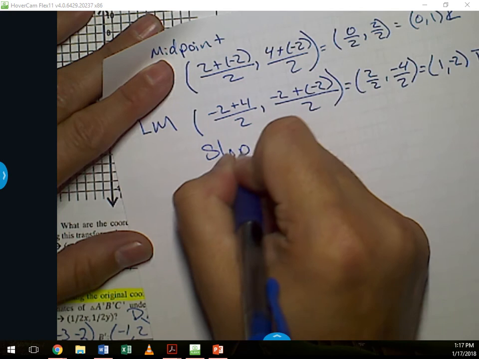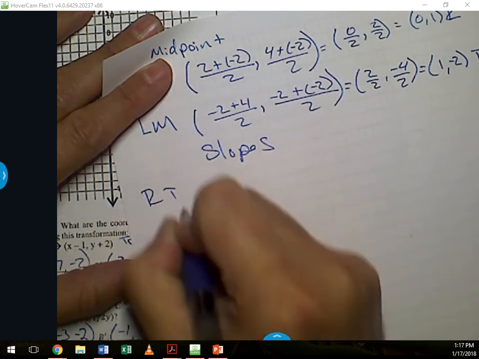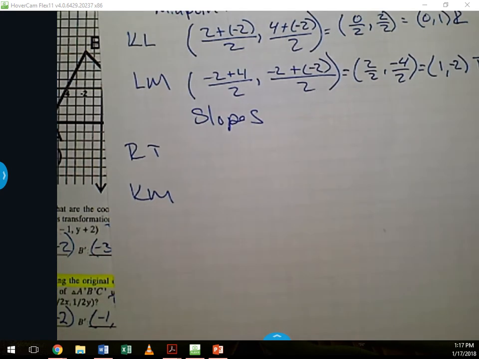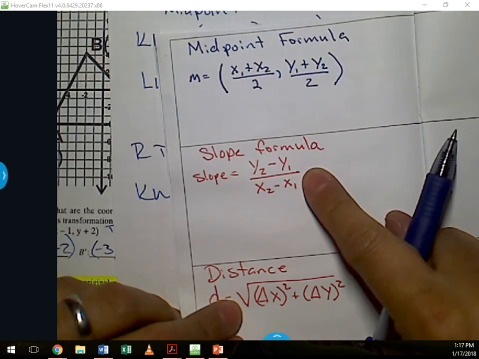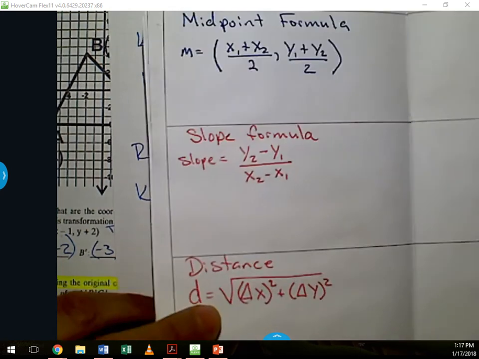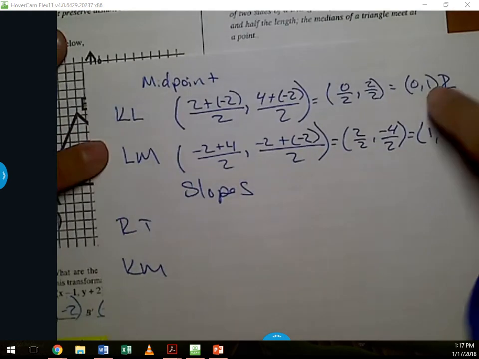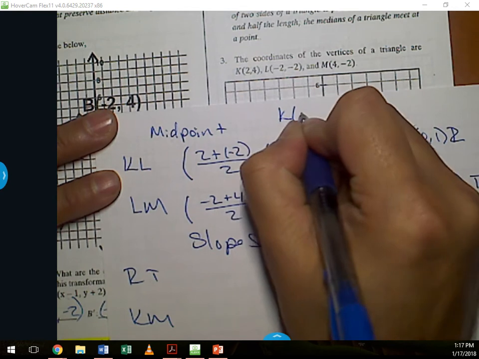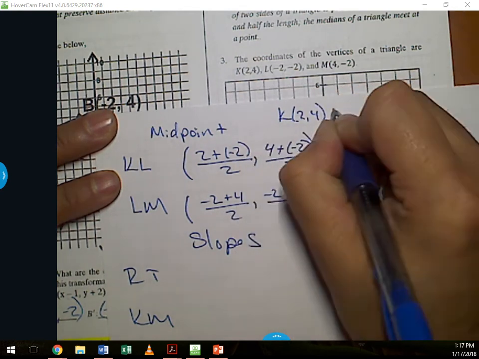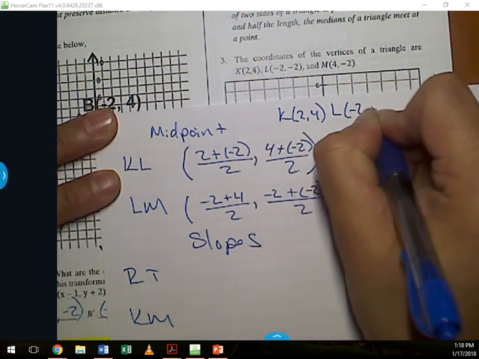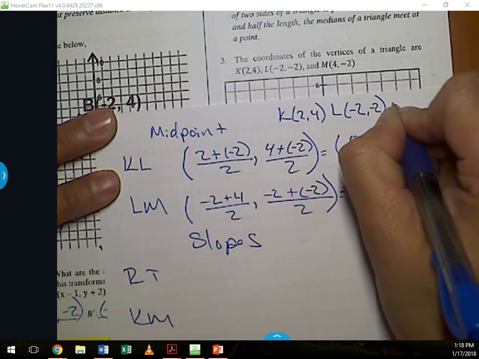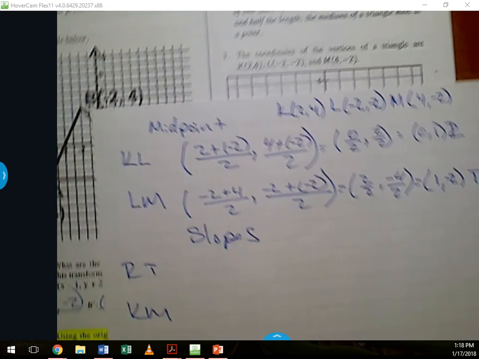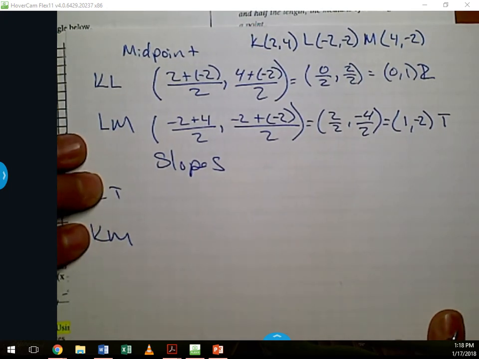Slopes of RT and KM. So I have my formula right here. So I have my points right here. And you know what? To make this a little bit easier, K is 2, 4. L is negative 2, negative 2. And M is 4, negative 2. So we could have all the points on one page.